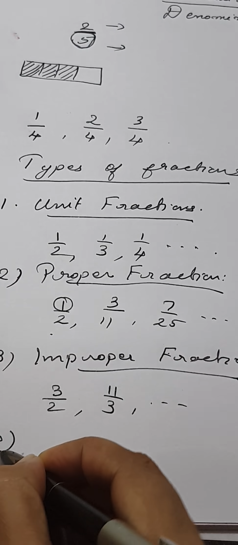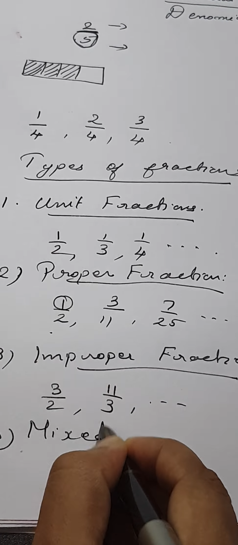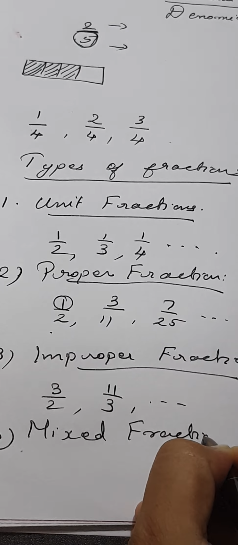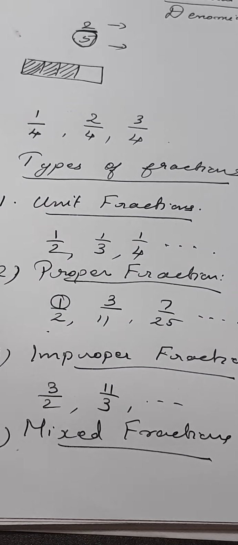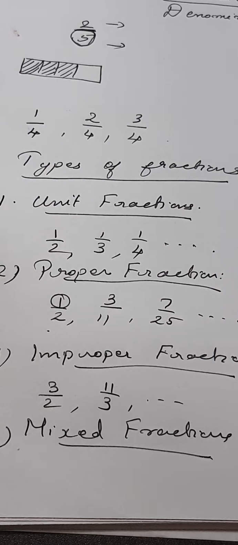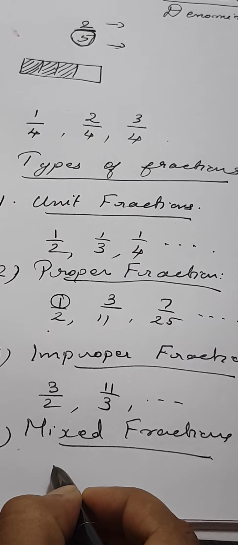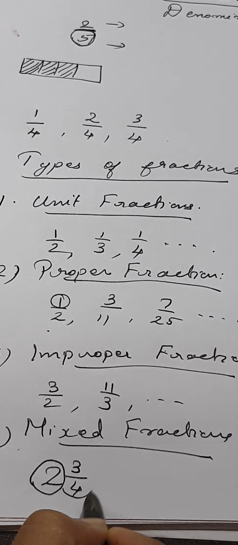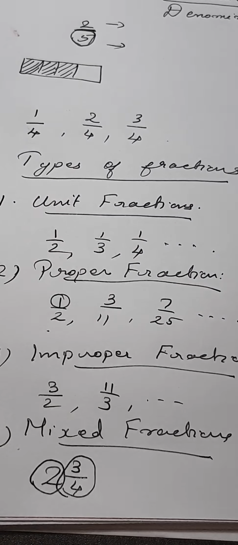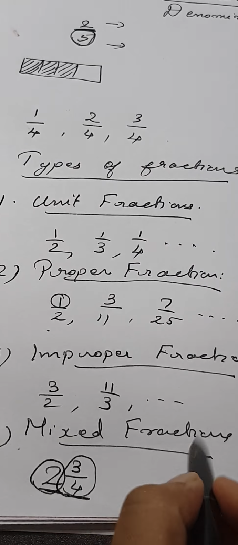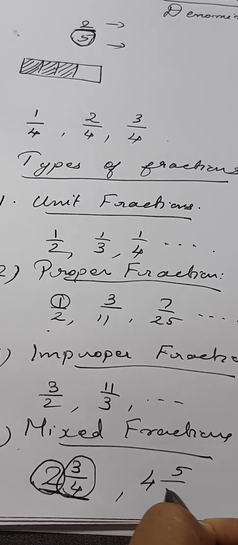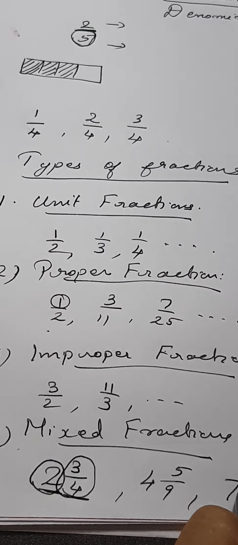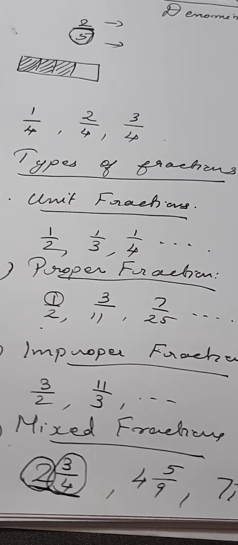Next type we will say mixed fractions. What do you mean by mixed fractions? A fraction which consists of a whole number and a proper fraction is called a mixed fraction. Some examples: 2, 3 by 4. Here 2 is the whole number part and 3 by 4 is a proper fraction. So a mixed fraction has two parts: a whole number part and a proper fraction. Together we call this a mixed fraction. One more example, 4, 5 by 9, another mixed fraction. 7, 11 by 12, another mixed fraction.